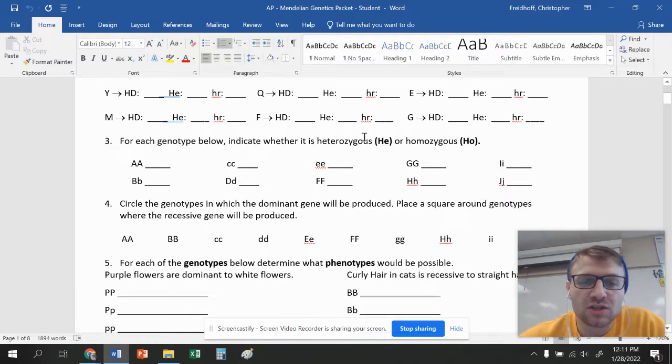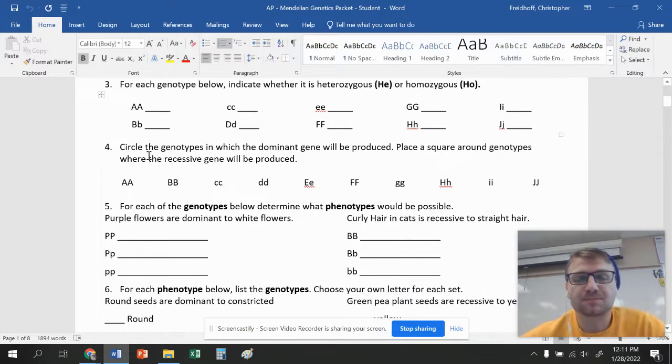Over here, you're just identifying whether each genotype is heterozygous with an HE or homozygous with an HO. So this first one would be homozygous. This next one would be heterozygous. This one over here would also be homozygous, even though they're different, like capital versus lowercase letters. They're still both going to be homozygous.